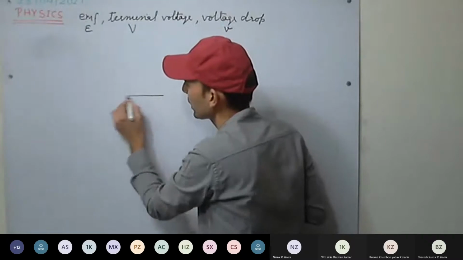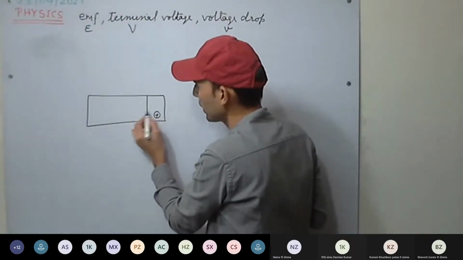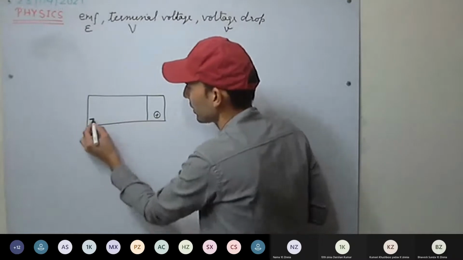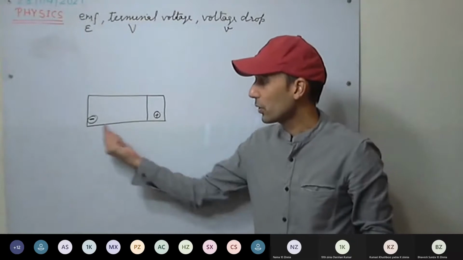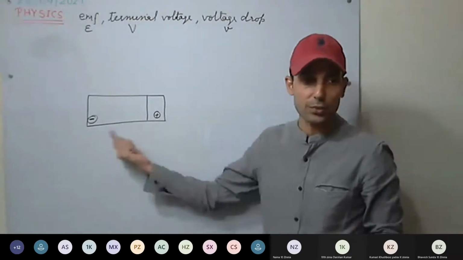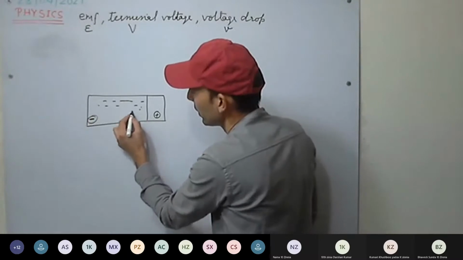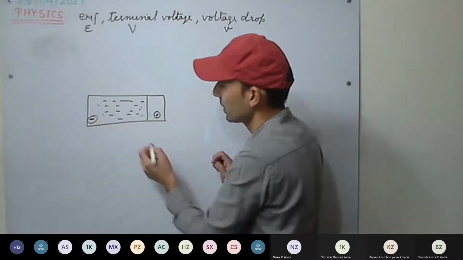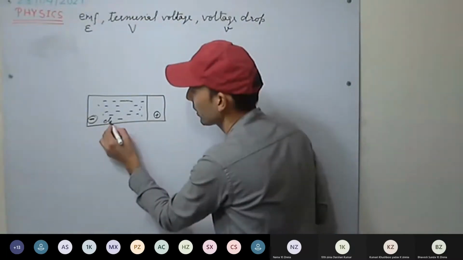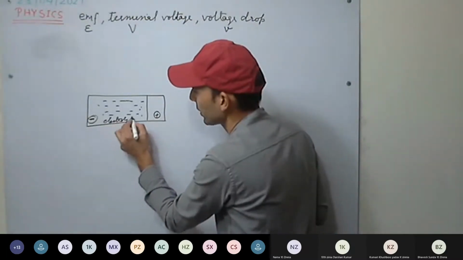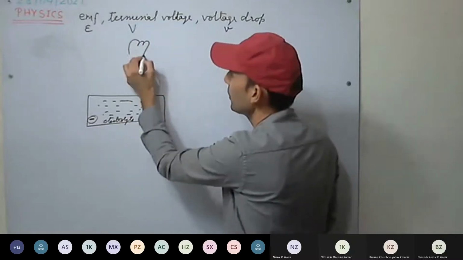So for example, this is our cell, positive terminal, negative terminal. One electrode, other electrode. Two electrodes are there in the cell, and it is filled with what? Electrolyte. This is our electrolyte.